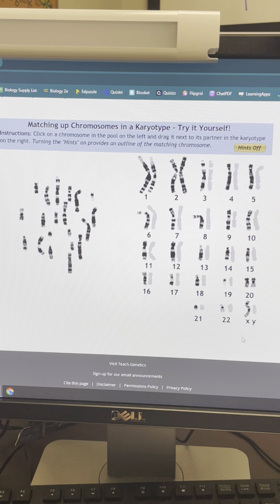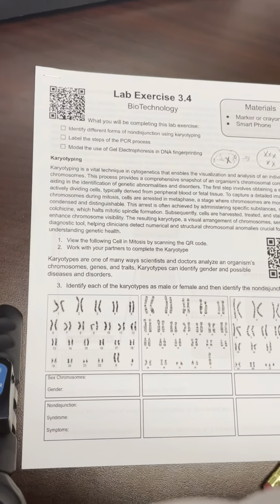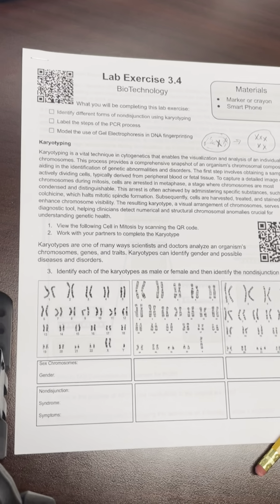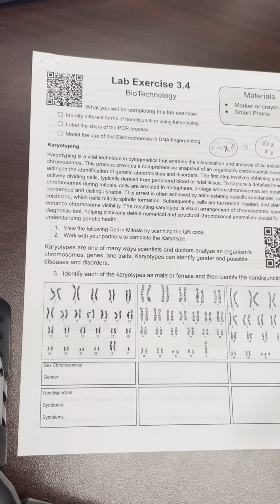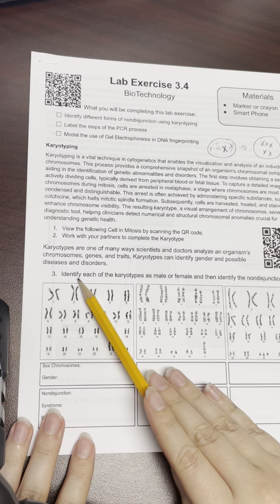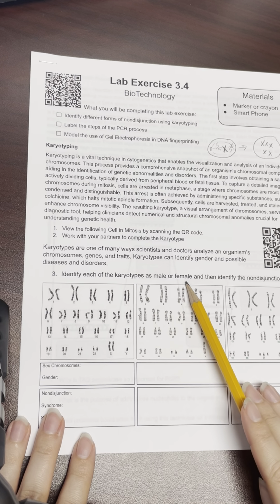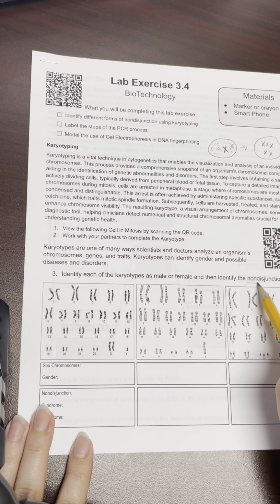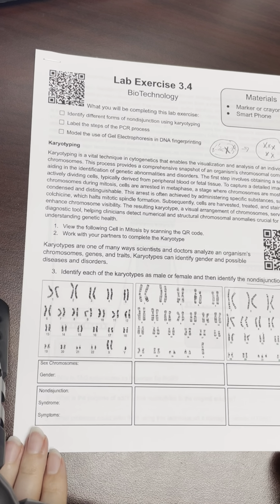Looking at this karyotype, do we assume that this is a male or a female? Well, it looks like we have one X chromosome and one Y chromosome, so I would assume this is going to be a male. Let's look back at our worksheet. And let's view the bottom. It says identify each of the karyotypes as male or female and then identify the non-disjunction order.